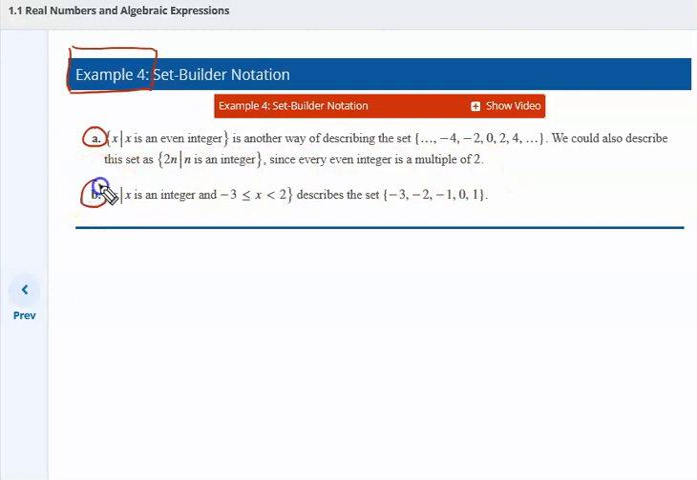In letter B, x is such that x is an integer, again defining which set of numbers we're referring to, and negative 3 is less than or equal to x is less than 2. Now, if we were to put that in roster notation, it would look like this. So again, you want to tie in what the example is like as it compares to set builder notation.